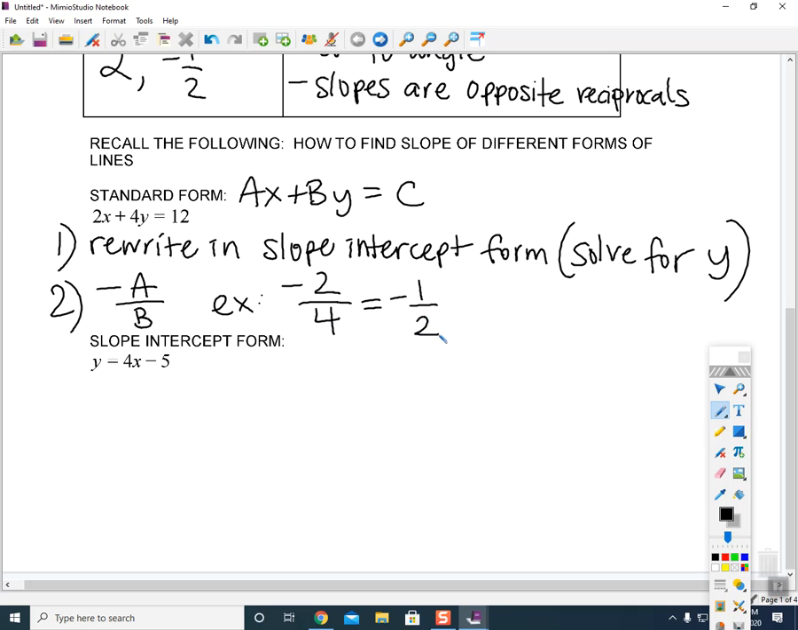Okay, so that's in standard form. Slope-intercept form we're used to, right? That's y equals mx plus b, where m is our slope. What's awesome about slope-intercept form is it just tells us our slope right away. We don't even have to do any math. So the slope in this example, m equals 4. Our slope is just 4, and that's it. Okay, so slope matters. We have to know how to find it.